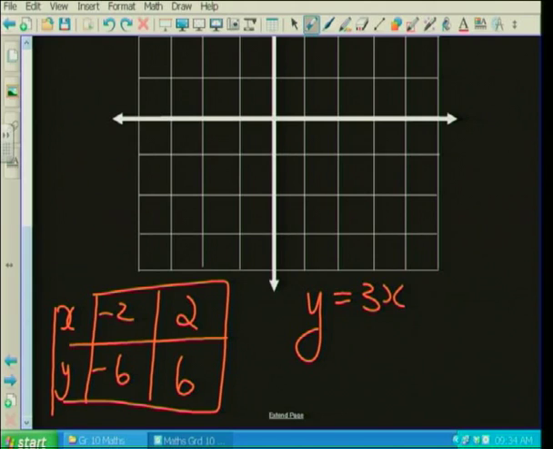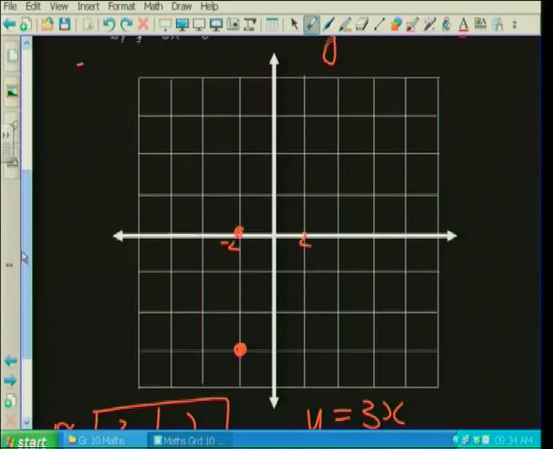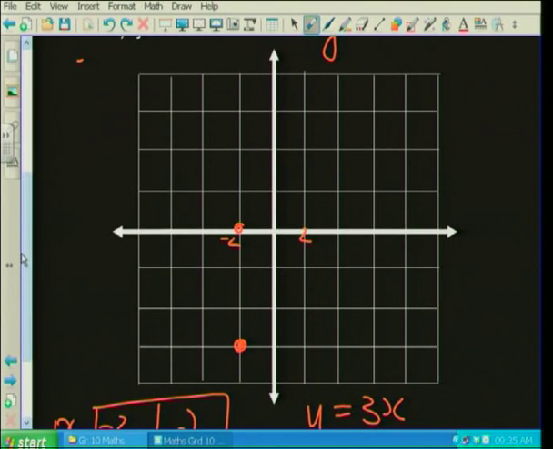Now I'm going to put these values onto my table. So let's just count in 2s, and if this is minus 2, then the corresponding y value is minus 2, minus 4, minus 6 over here. So that's the point negative 2, negative 6, and let's do the positive point as well. Let's make this x is 2. Then the corresponding y value will be 2, 4, 6 over there.